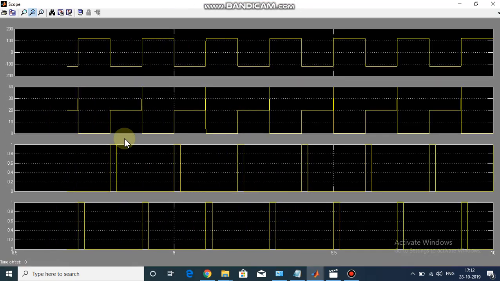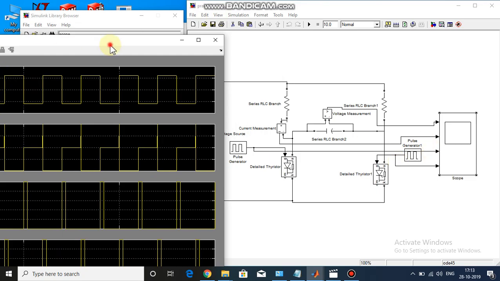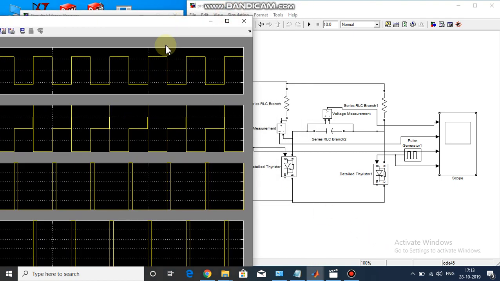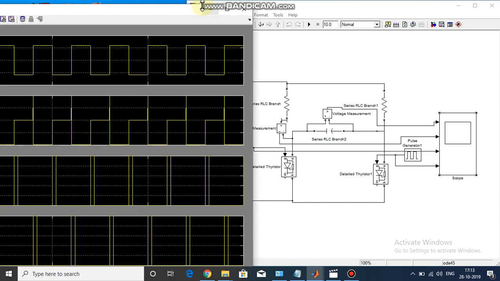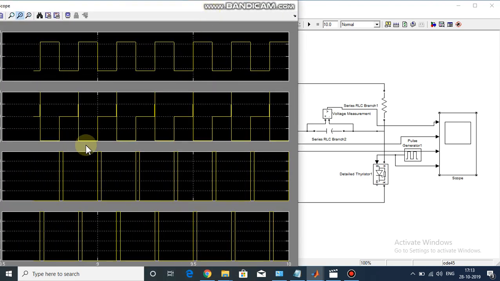So the second graph that we see here is the current graph. If you see, this is connected to a current, that is current through the resistor. This is when the SCR1, here it is the detailed thyristor, the first thyristor, turns on. This is the current for the first thyristor. Notice that when we switch the thyristor off, there is a huge current peak.